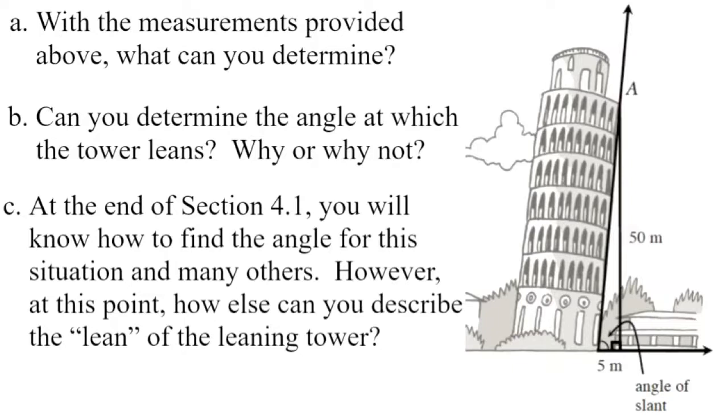Just why not? And then it says at the end of this section, you will know how to find the angle for the situation and many others. So no matter what your answer was to part B, you will be able to, by the end of this section, solve for that angle. But for now, is there a way we can describe the lean of this tower? Is there a way we can describe how far over it's tipping? I'll let you pause here and work on that, and then restart again when you're ready for me to go over some of the answers. So pause here.